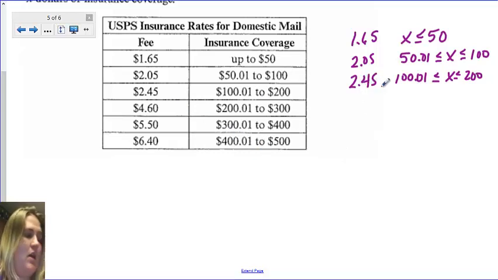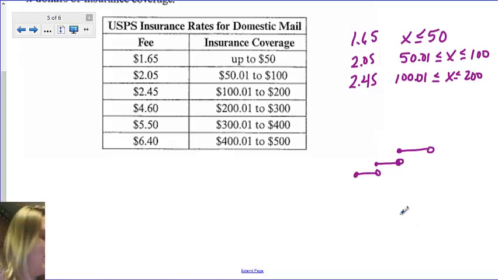As far as making the graph for this, I really don't want to because it's going to be a huge pain. But just know that it has to be filled over to open, and then it'll step up a little bit, filled over, open, step up a little bit, fill it over, open. Not easy to do with my tablet, so you can look in your textbook on page 560 and see what that graph looks like.